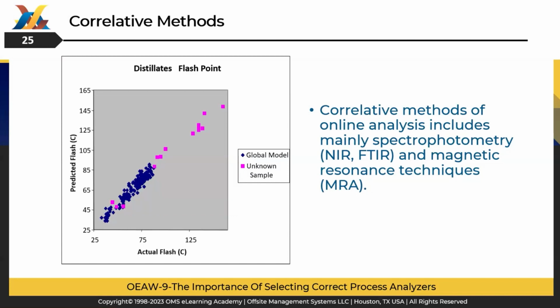What does it mean, correlative measuring method? It means that we don't measure directly the property of interest, but measure spectra. It's usually absorbance spectra. And using chemometry, we may build a mathematical model that describes the correlation between the measured spectra and the property of interest.